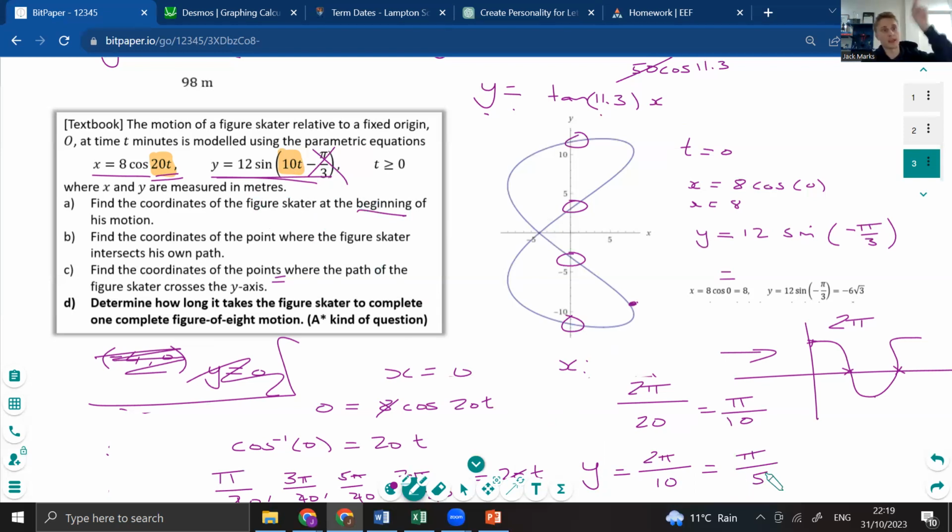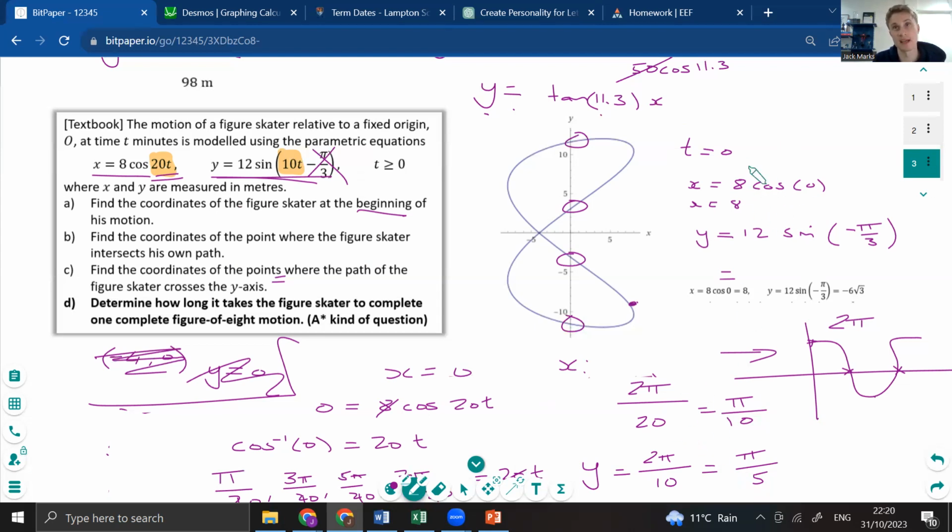So you've got one thing doing its full set of values every pi over 10. And then you've got the other one that's going a little bit more slowly, doing it every pi over 5. So when will that all sync up together if you've got two things working at a different speed? What you want here is the lowest common multiple. You want the lowest common multiple.